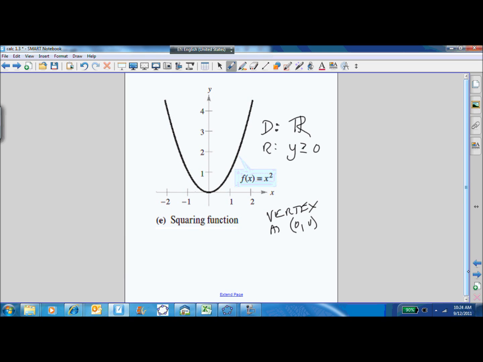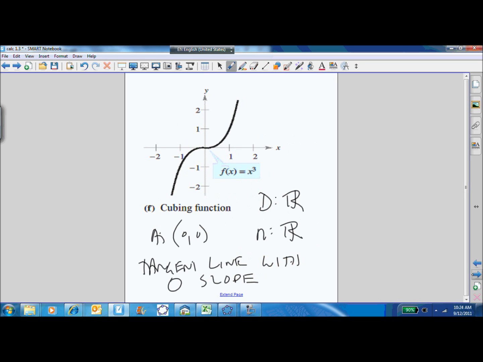Even or odd? That's right, even. Symmetry about the y-axis. Even or odd in the cubing function? Well, the big hint is y equals x cubed. It is definitely odd. Symmetry with respect to the origin. If you rotate this 180 degrees, it'll be back on itself.